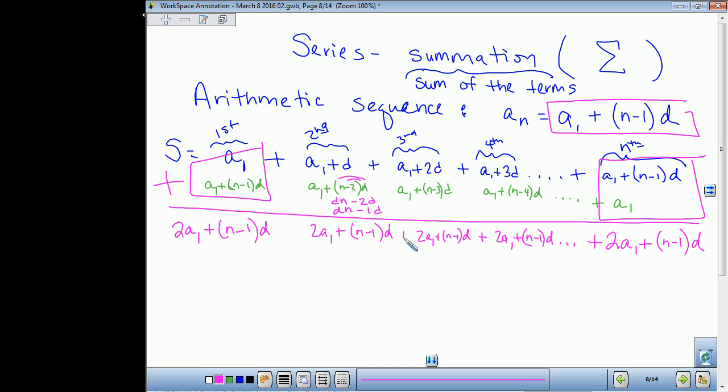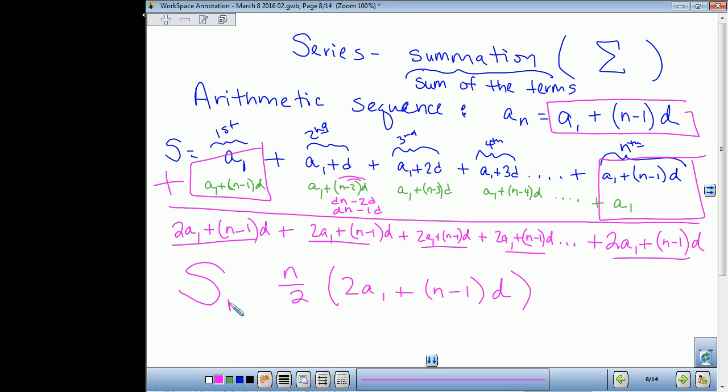Well, how many times do I get that? How many times? This is 1, 2, 3, 4, all the way to the n times. So if we take Gauss's idea, we would do n divided by 2 times 2a sub 1 plus n minus 1 times d. This is one of our formulas to find the summation.